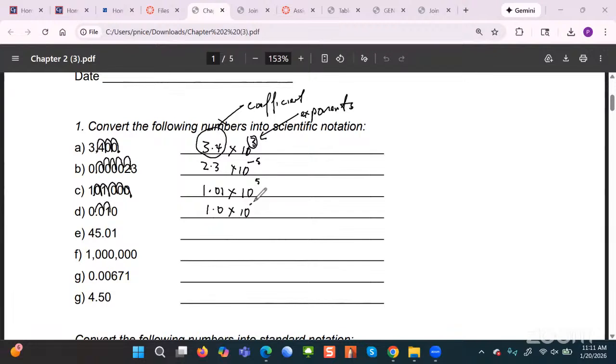Minus 2. All right. Okay, what about E? 12.501. 4.501 times 10 to the 1 power. 10 to the 1, exactly. What about F?